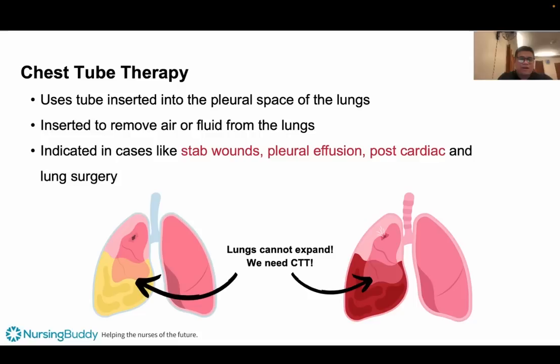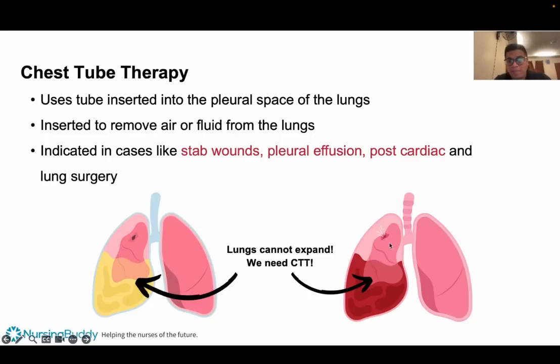Okay? Okay, let's talk about your chest tube therapy. Favorite also in the PNLE. So, chest tube therapy is actually where we use a tube inserted into the pleural space of the lungs. We use this in cases of, for example, pneumothorax, pleural effusion, patients with abscess, lung cancer, hemothorax. Okay, so it is inserted to remove air or fluid from the lungs.